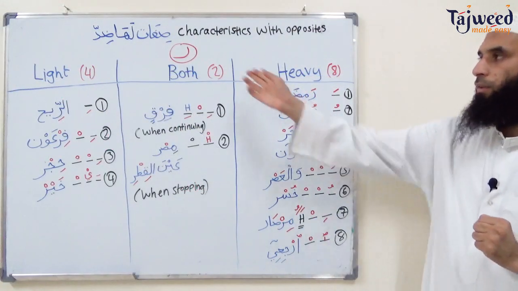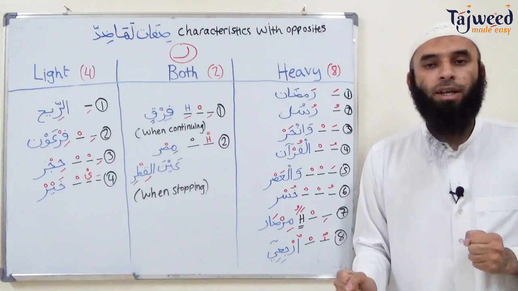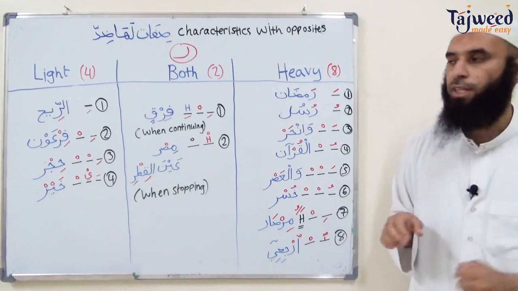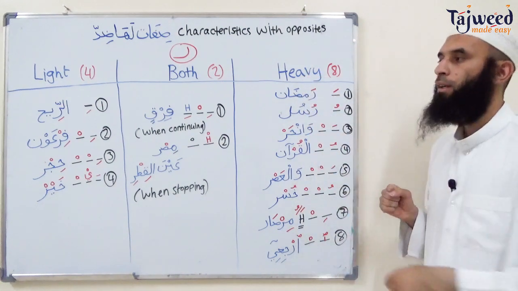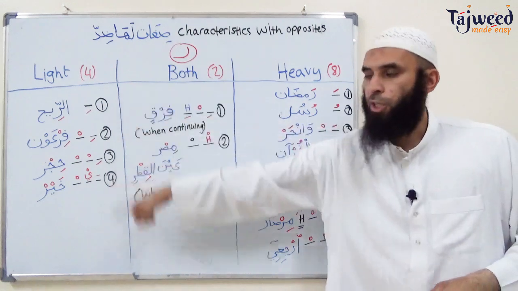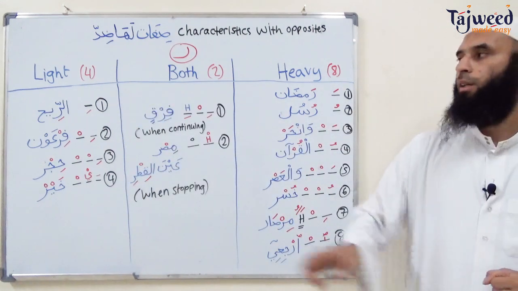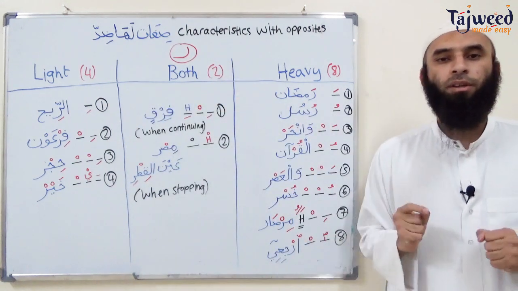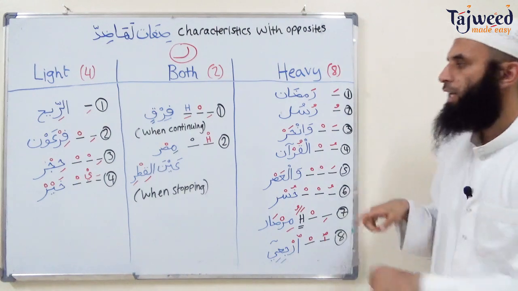Now on the board here, we have the ra, the rules of ra. Ra has 14 different situations. In 8 of the situations we pronounce ra in a heavy manner. In 4 of the situations we pronounce ra in a light manner. In 2 situations we can do either. So when we pronounce ra in a heavy manner, there are 8 different situations.